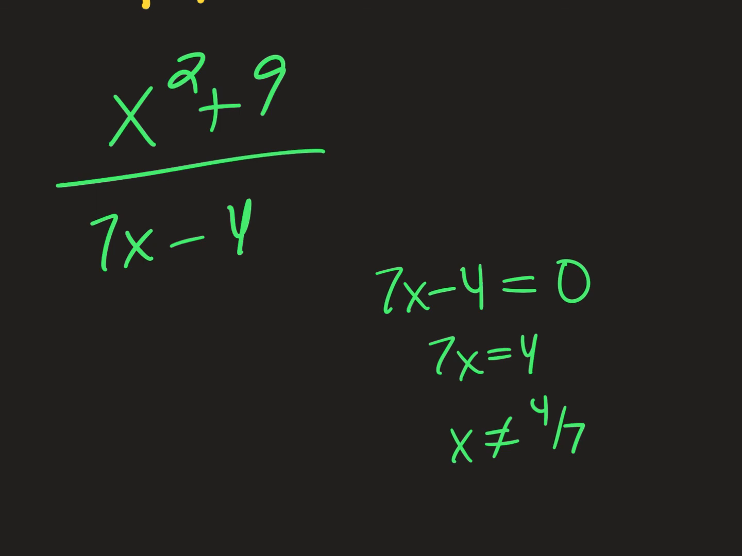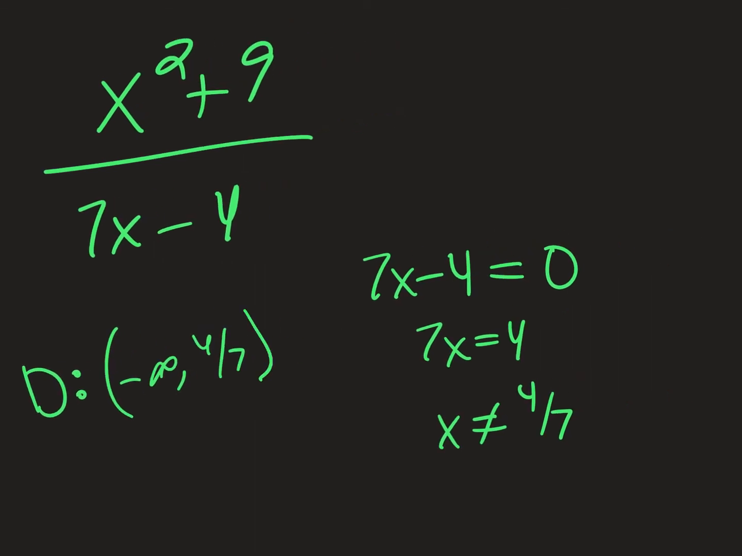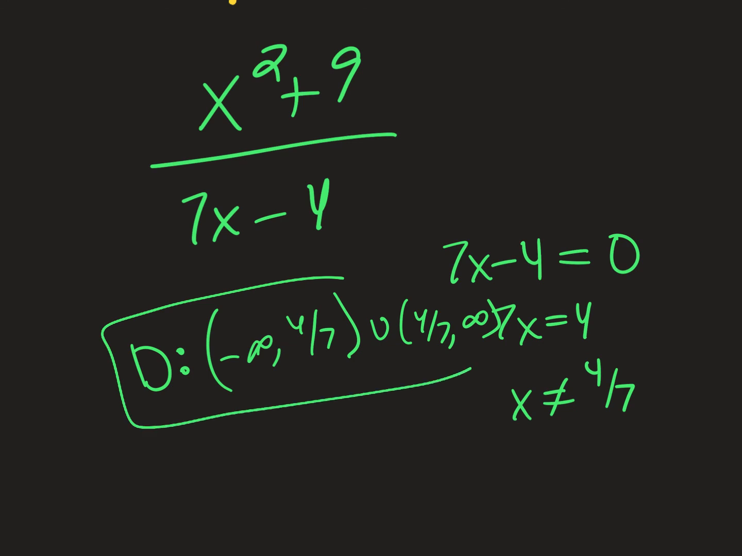So how would you guys tell me that for my domain? Tell me. Negative infinity to 4 over 7. Perfect. Right there, you just told me I can use anything in the entire world except for 4/7.